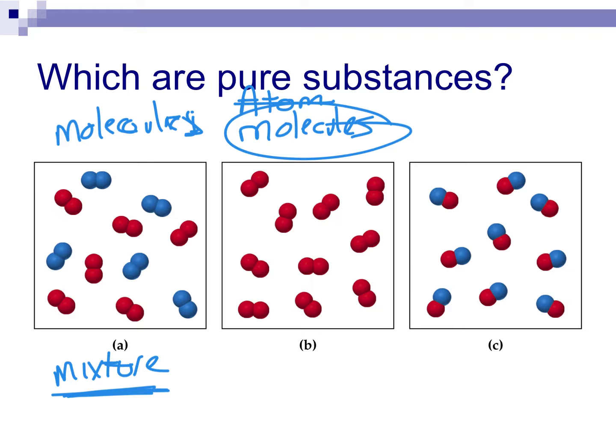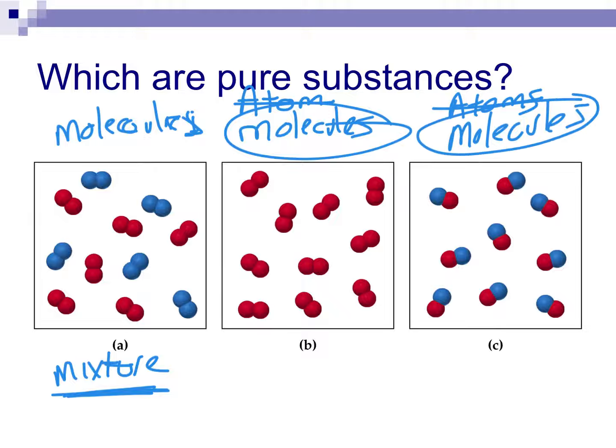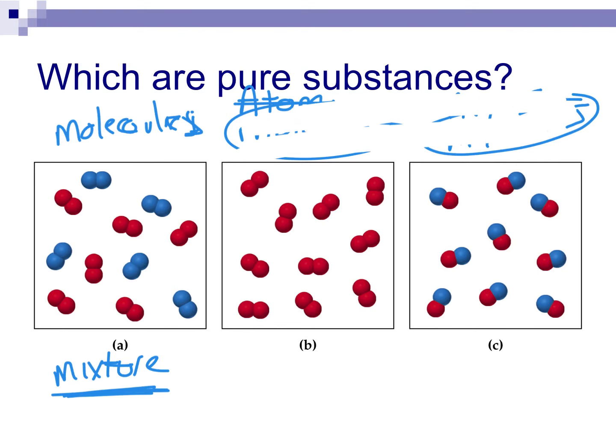So is this substance made of atoms or molecules? Which one? I hope you're picking molecules, because when atoms are touching and they're drawn touching, that's a molecule. Okay. So we have a mixture, and we have two pure substances.